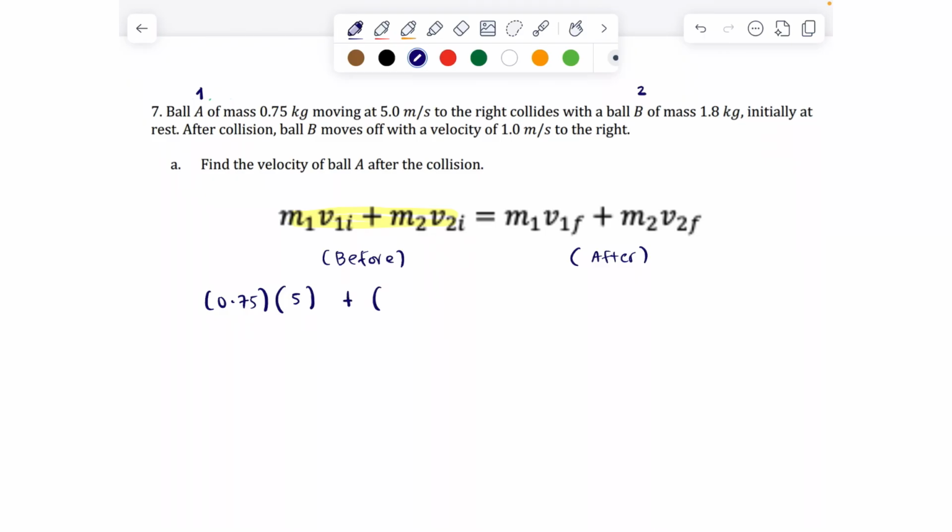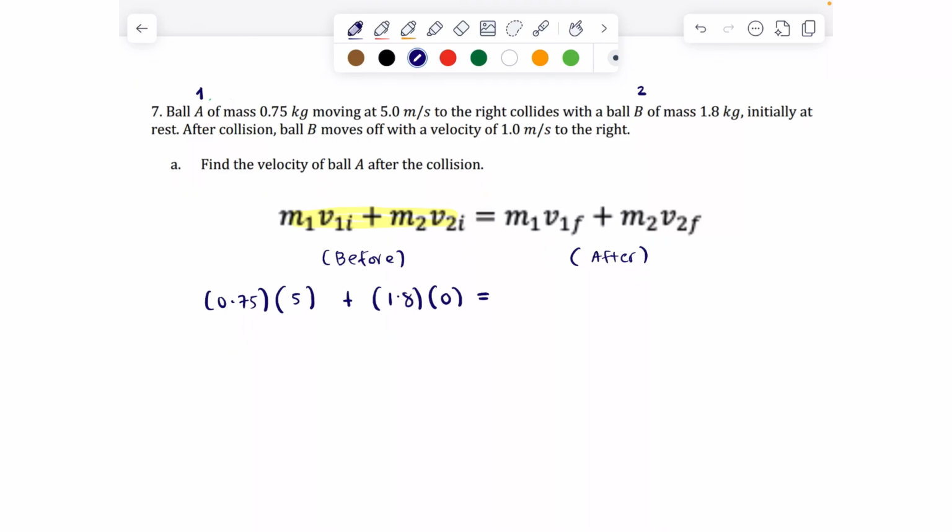Plus the mass of object 2, in this case, that is going to be 1.8 kilograms. So that is the mass of ball B. So let's write that down, 1.8 kilograms multiplied by the initial velocity of ball B. So it is mentioned here that ball B is initially at rest. So therefore, it is not actually moving and its initial velocity is 0.